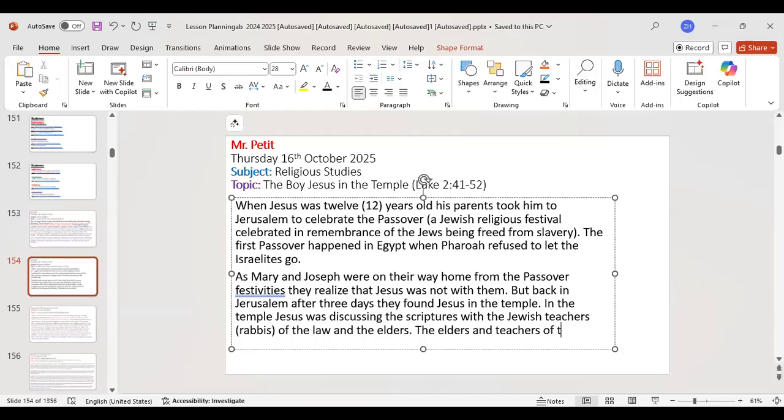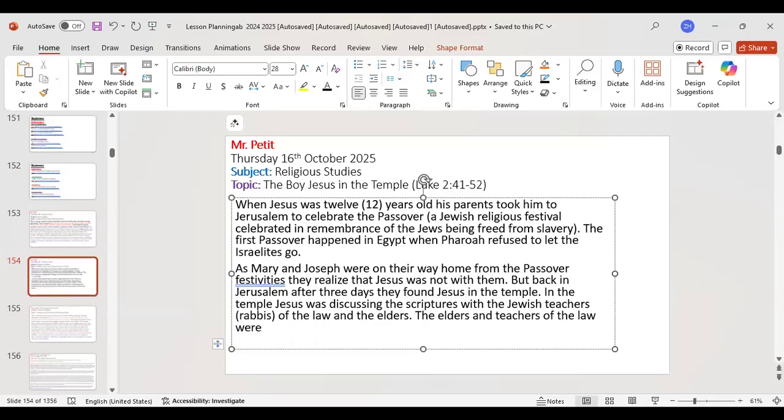So did Jesus sneak away? He didn't sneak away. He can tell you what happened. The elders and teachers of the law were amazed and impressed at Jesus's intelligence at a young age.